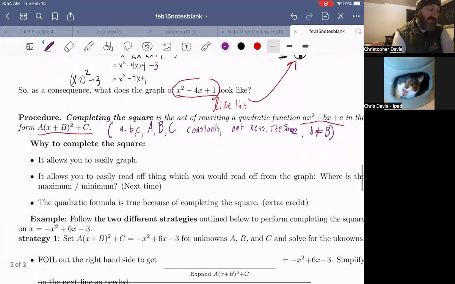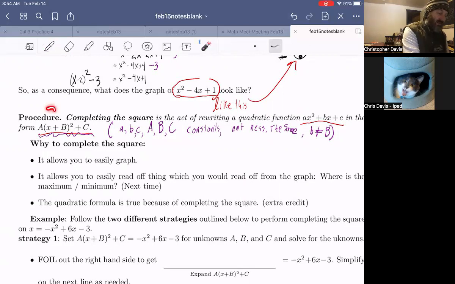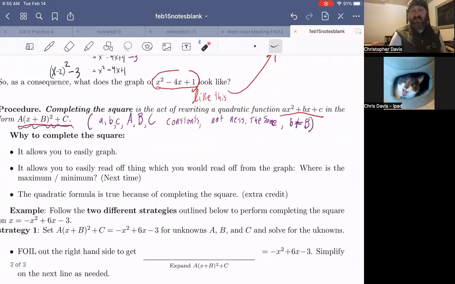So why complete the square? It lets you do some things really easily. It lets you graph automatically. If you already had the function in the form that you get out of completing the square, this form, then you can graph. You know that you stretch vertically by a factor of A and flip if A is negative. Then you go left by B, or right if B is negative, and then up by C or down if C is negative. It lets you easily read off things which you would read off from the graph.